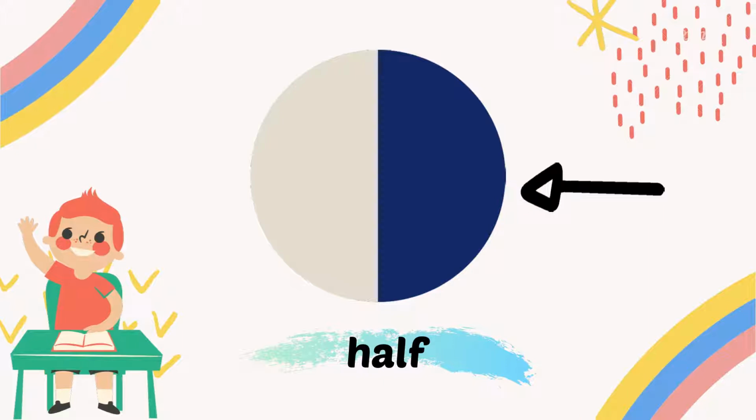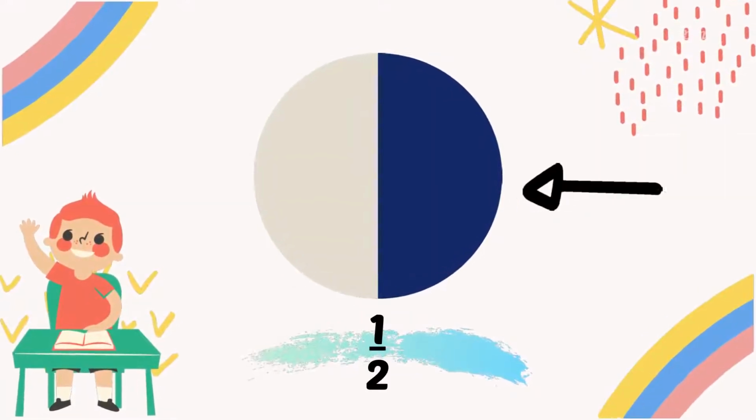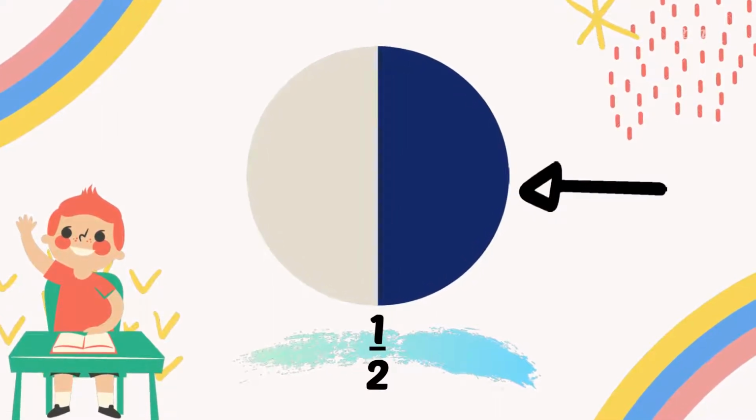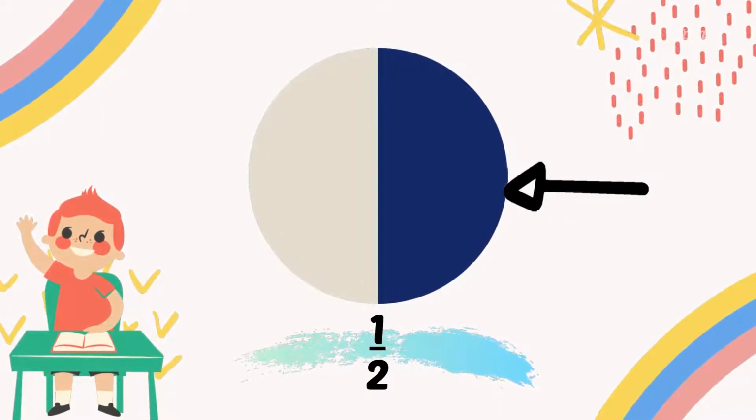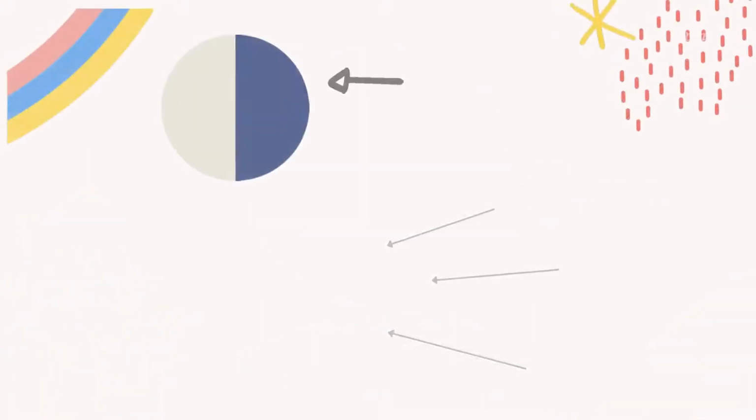Alright? For 1 over 2, it has another name, or a term, which is half. This is how the number is going to be written. We write number 1, we do the line, and we write number 2. I'm going to show you the explanation.